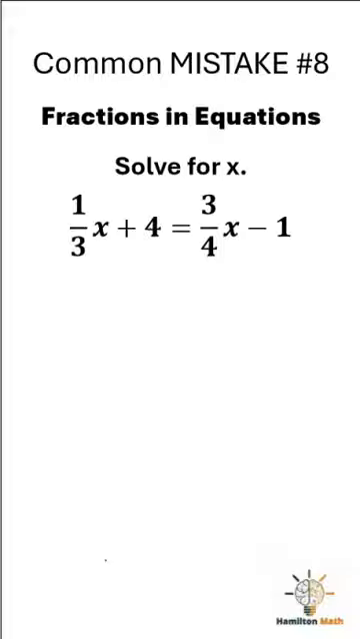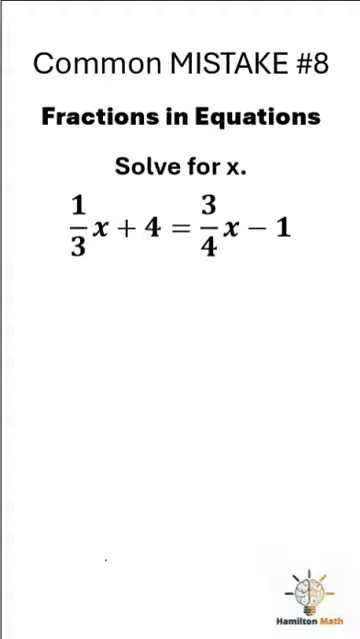This is common mistake number 8 that I see all the time as a math teacher, when people are trying to simplify an equation with fractions. So let's see, we've got 1/3 x plus 4 equals 3/4 x minus 1. Here's something students do often. They go ahead and they want to kill the fraction right away. They want to get rid of it.